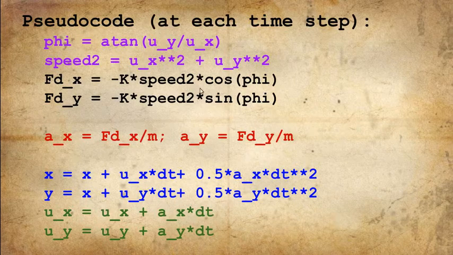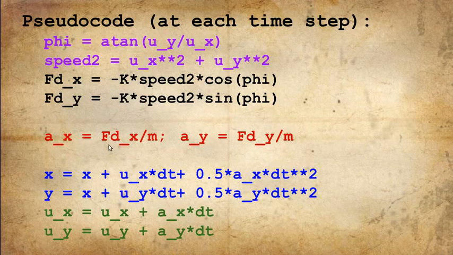So turning that algorithm into pseudocode, phi, that angle is atan uy over ux. Then since ux squared plus uy squared is speed squared, and I'm computing the quadratic drag here, drag that depends on the square of the flow speed, I'm just making a variable called speed2 that means speed squared, and I don't have to do any fancy square root business here because I just want the square of the speed anyway. So f dx is going to be minus k speed squared cosine phi. Similarly, f dy is minus k speed squared sine phi.